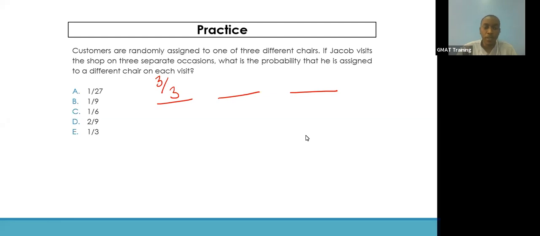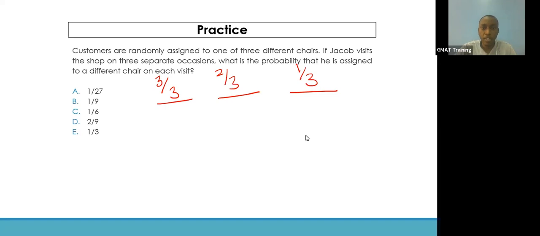For the second time, we have two options left. Since he already sat on the first chair, the second time he'll have a probability of 2 out of 3 between the other two chairs. And on the third time, he'll only have 1 over 3.